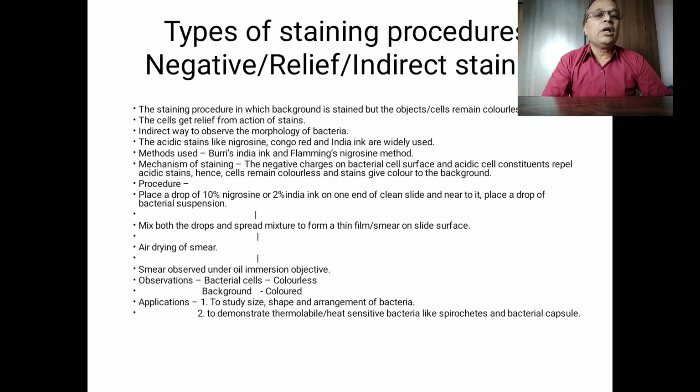The negative staining also is helpful to demonstrate the bacteria which are sensitive to heat. We call such bacteria thermolabile bacteria. For example, if we want to demonstrate spirochetes and we apply heat, this spiral shape organism will undergo deformation, meaning they will become straight rods. So they will lose their natural spiral form and will become straight rods.